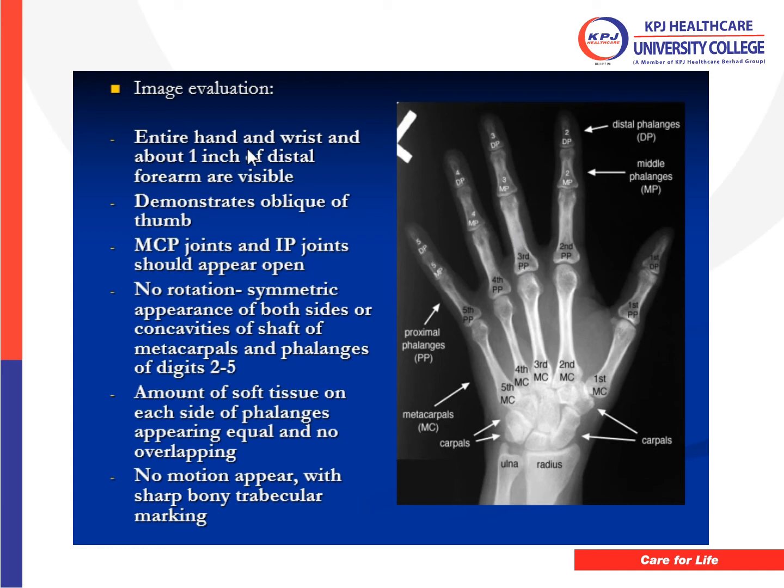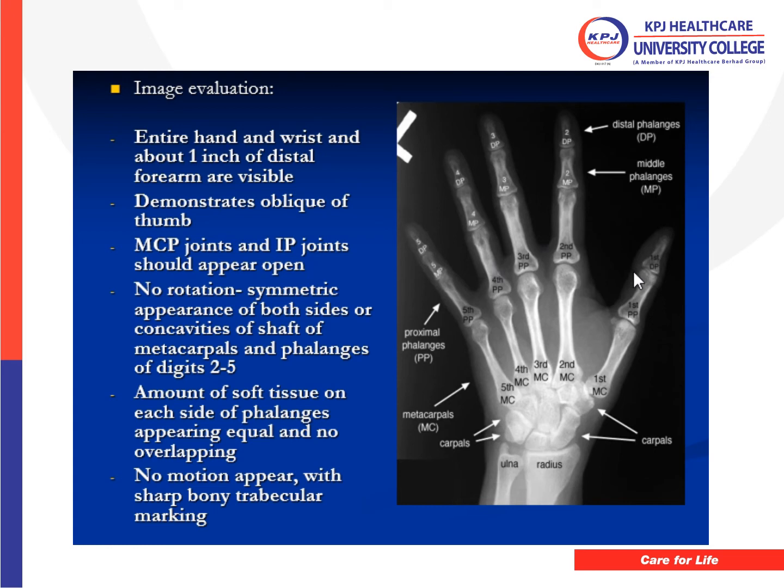Right, you can see here the entire hand and about 1 inch of distal forearm are visible. This is the forearm, and part of the forearm includes the joint itself. So you are projecting a full PA of the hand without any cut off or superimposition between the soft tissue as well. Then demonstrate the oblique of the thumb.